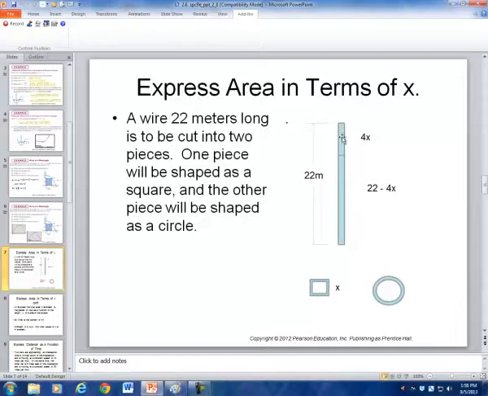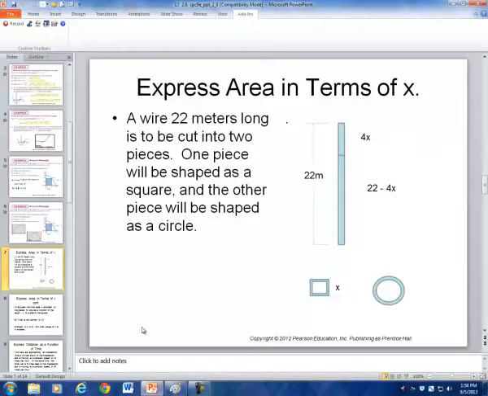So this length right here is going to be 4x because there's 4 sides. So that's going to be x and x and x and x. That's 4x. Okay? So this wire is going to make like a little box there. And then the other wire, we're going to make a circle from that. Well, if this is 22 meters and we know this is 4x, then the rest of it must be 22 minus 4x.